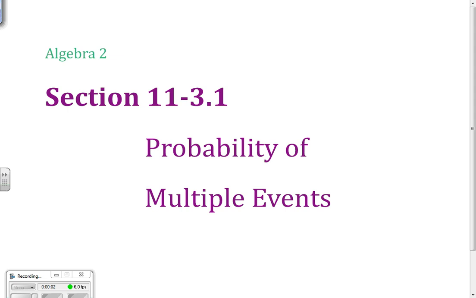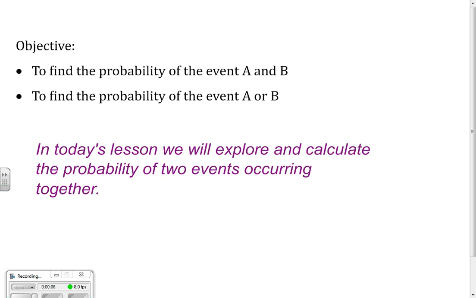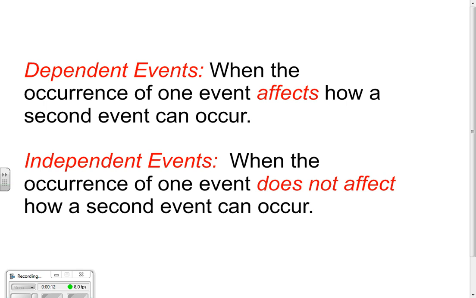Chapter 11, Section 3, Day 1 starts talking about probability of multiple events. We'll talk about how multiple events can occur together and calculate the probability accordingly. There are two kinds of events that occur. One is called dependent, the other is called independent.